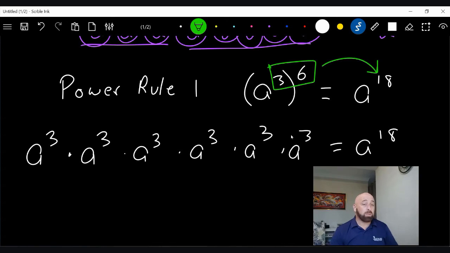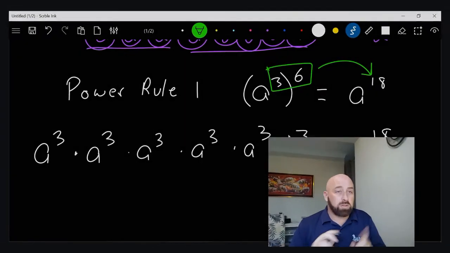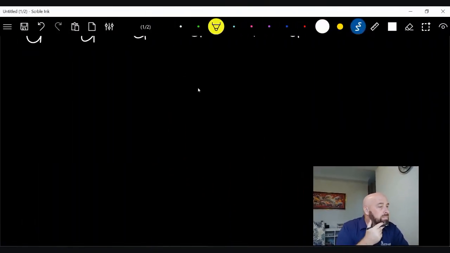So the power rule, when you're taking a power to a power, you multiply. When you have the product rule, when you're taking a power times a power, you add. Power to a power, you multiply. All right, and so then we would have the power rule 2.